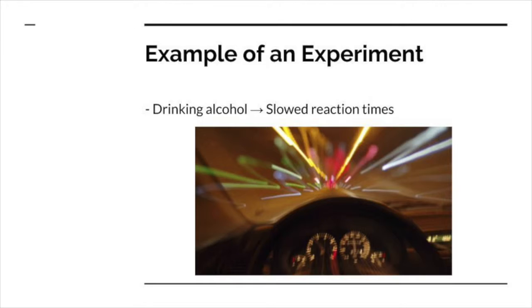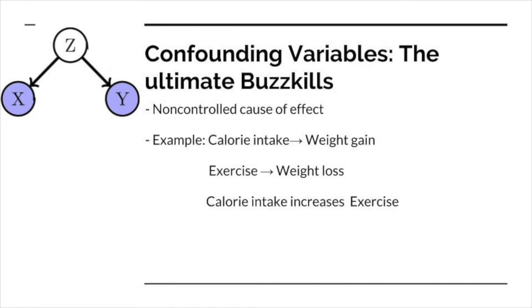An example of an experiment would be testing whether people who drank alcohol will have slower reaction times compared to those of a control group. In this situation, drinking is the independent variable and reaction time is the dependent variable. Imagine that the experiment showed that people who drank had slower reaction times compared to people in the control group who were not inhibited by the effects of alcohol.